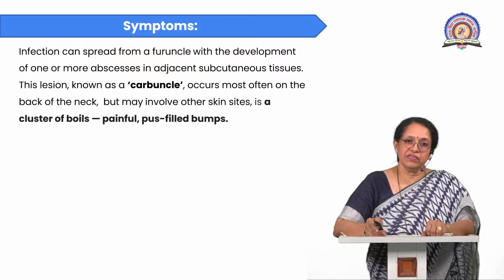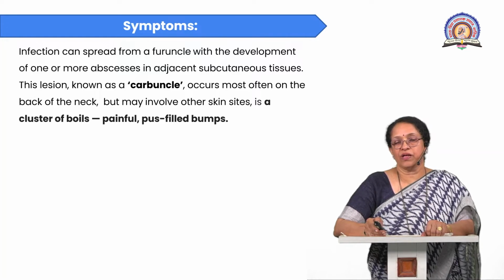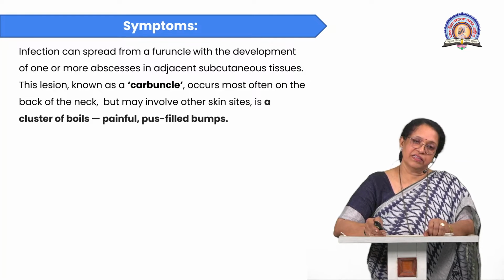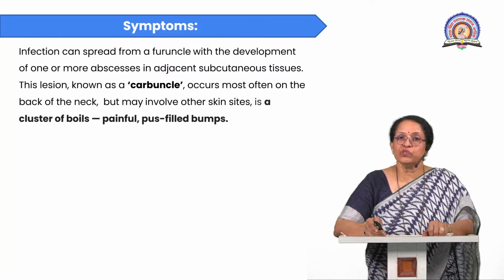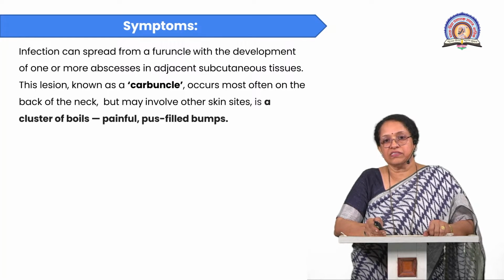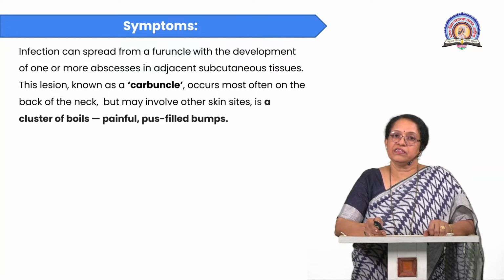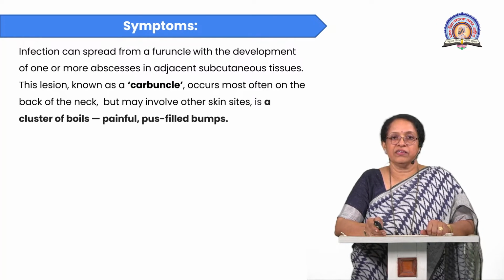Can spread very easily to the skin and in adjacent subcutaneous tissue. This lesion is now known as a carbuncle. That is, when the severity of a furuncle, of that boil, increases, you can call it a carbuncle. Carbuncle occurs most often on the back of the neck, but may involve other skin sites also. It is nothing but a cluster of boils instead of one single cutaneous lesion.